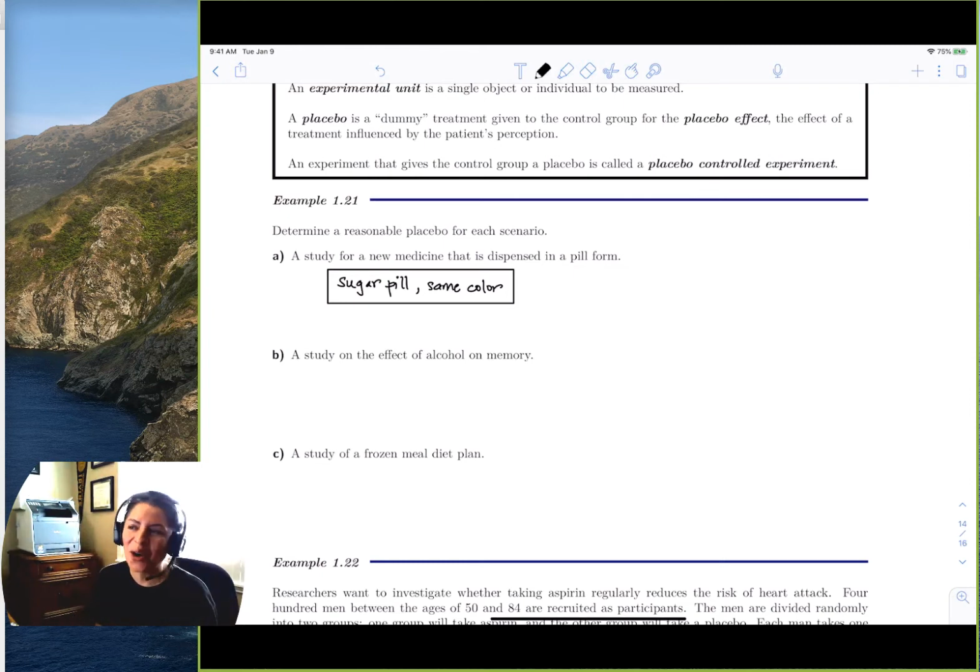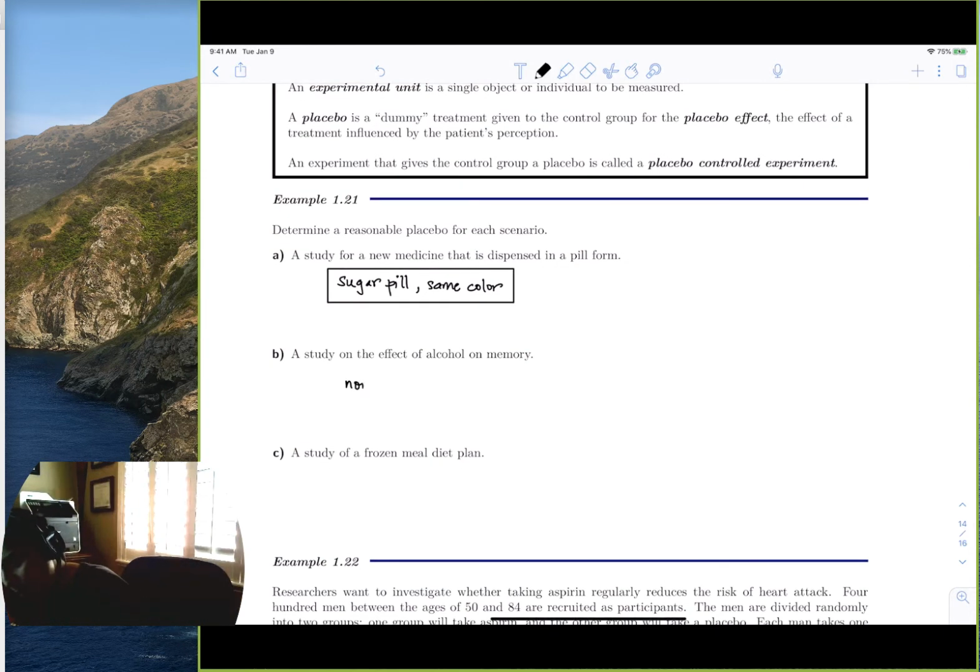Yes, non-alcoholic beverages, exactly. So if you gave someone a beer, let's say in a green bottle, then give O'Doul's, which is a beer, and just kind of fake the label out and make them think they're drinking a real beer, but it's actually, O'Doul's is actually a non-alcoholic beer, right? So the placebo would be a non-alcoholic beverage.